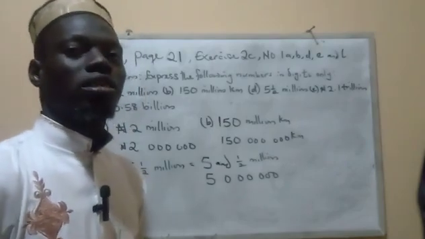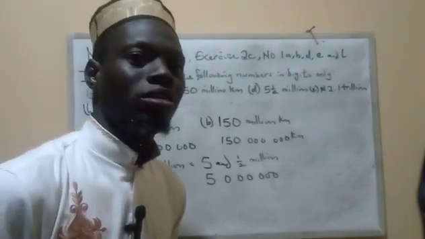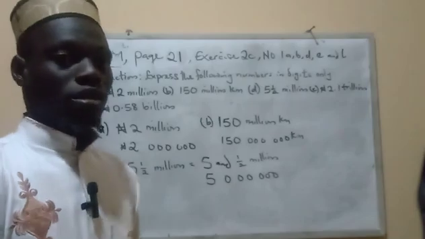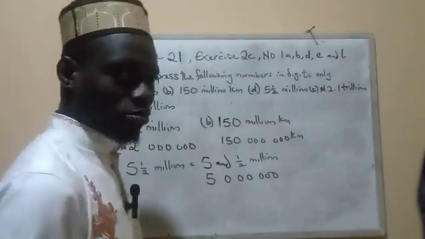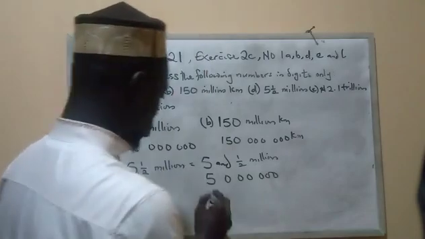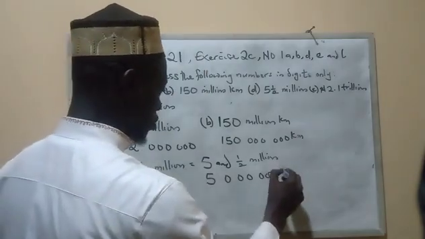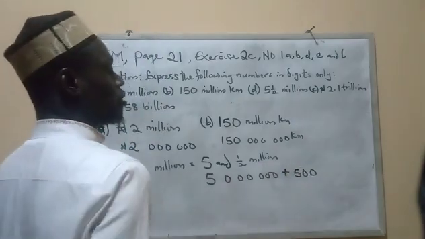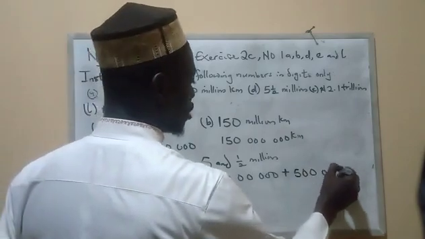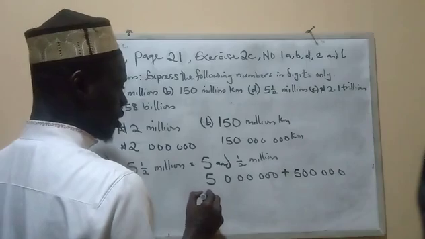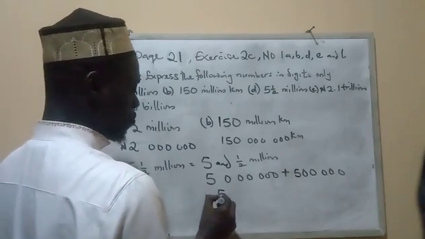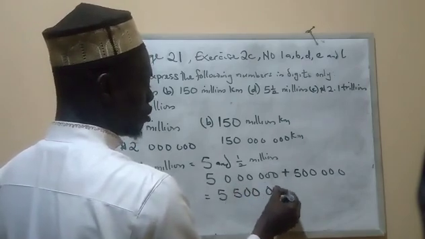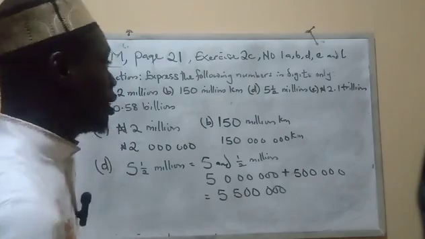A half million. What is a half million? Meaning half of 1 million. Sorry, half of a million is 500,000. So we write it that way, and we now add it together. So we have 5, then 0 0 0 0 0. So this is in digits only.